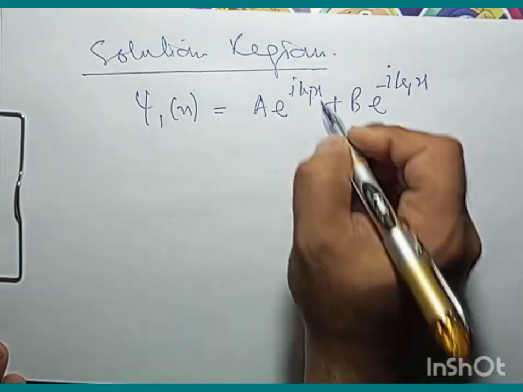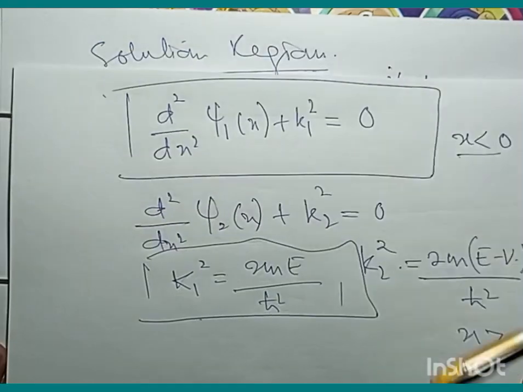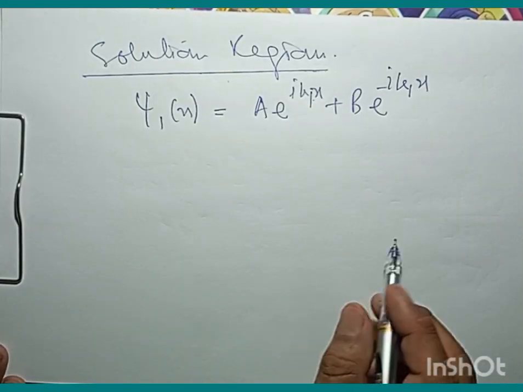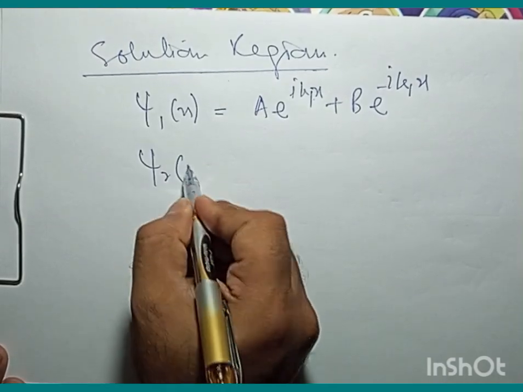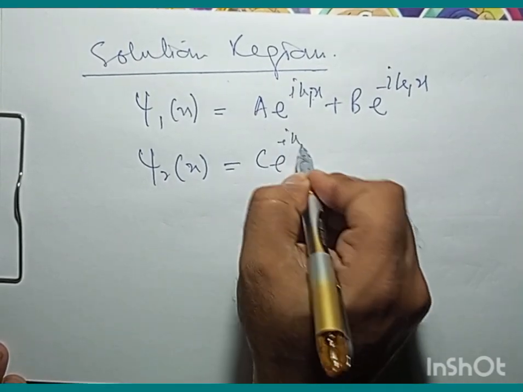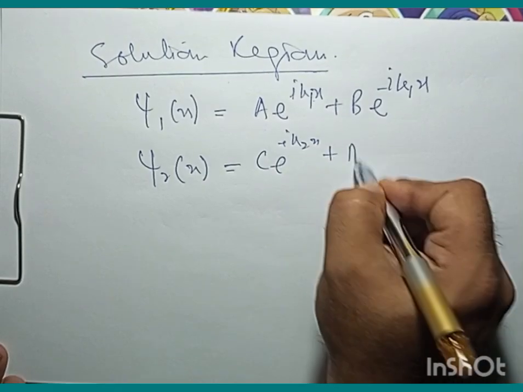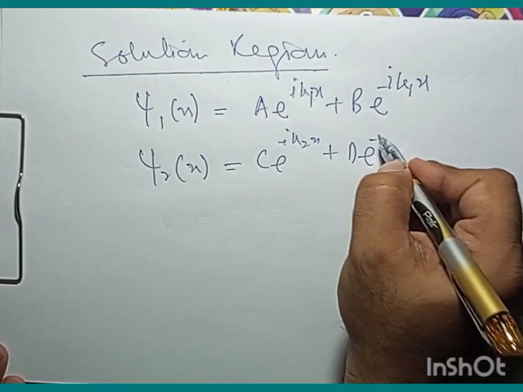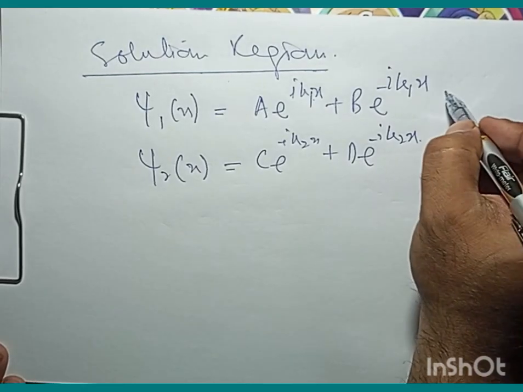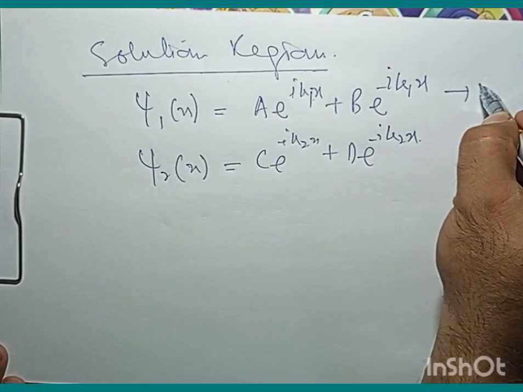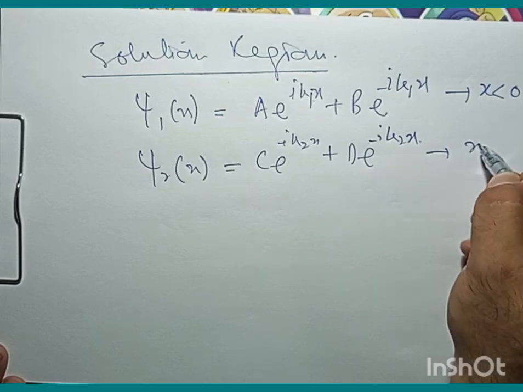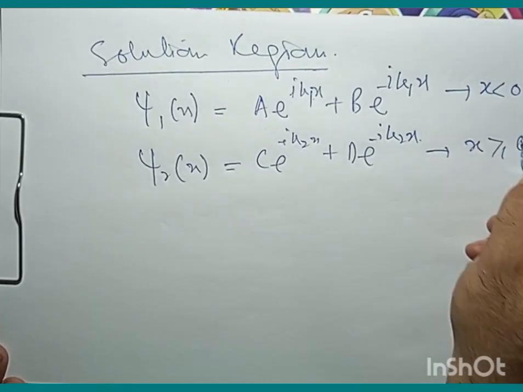Here k1 we have chosen for region 1, and k2 we have chosen for region 2. Now for region 2, psi 2 of x will be C e to the power of i k2x plus D e to the power of minus i k2x. This solution is valid for x less than 0, and this solution is assumed to be valid for x greater than or equal to 0.